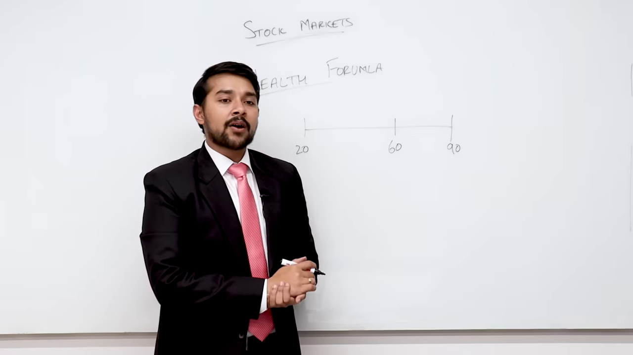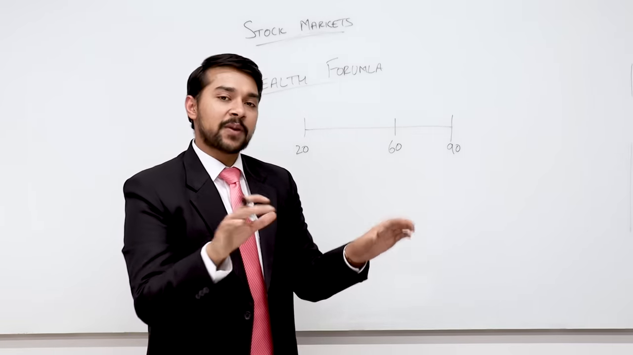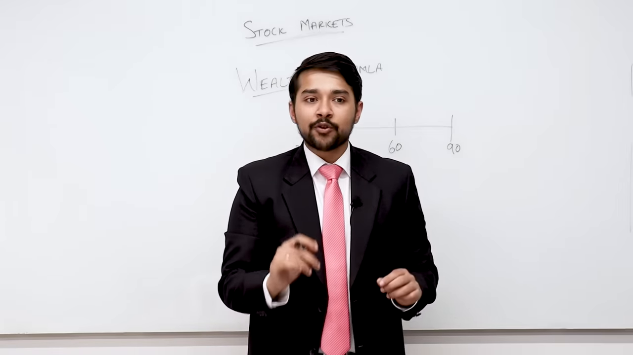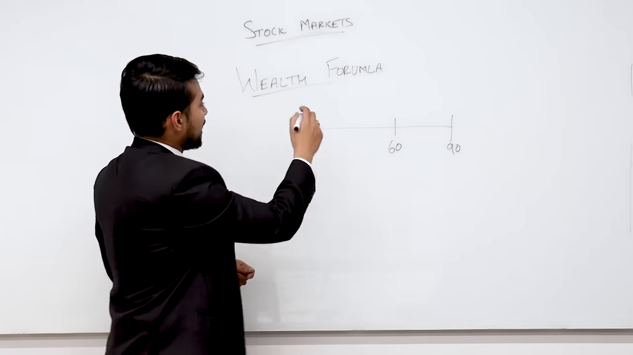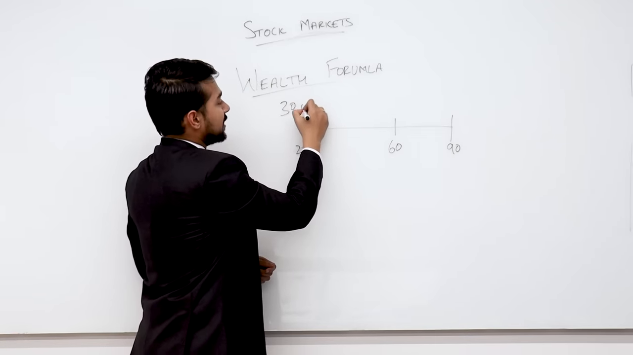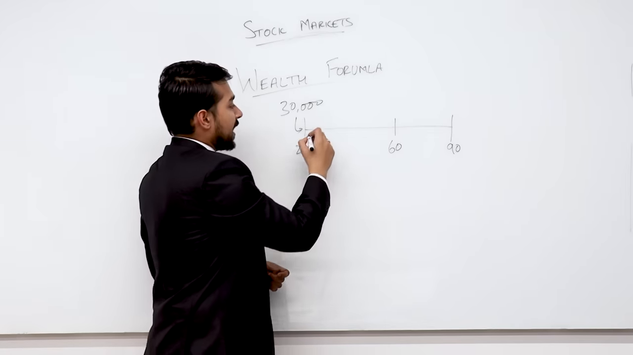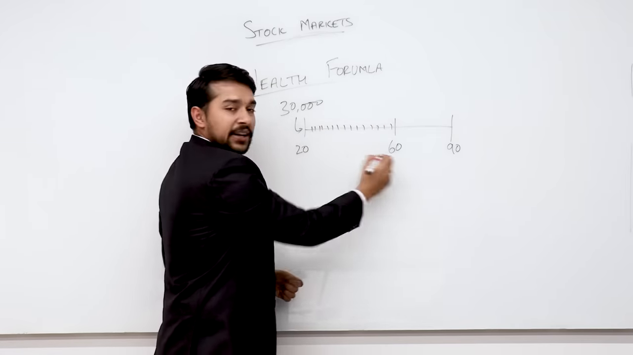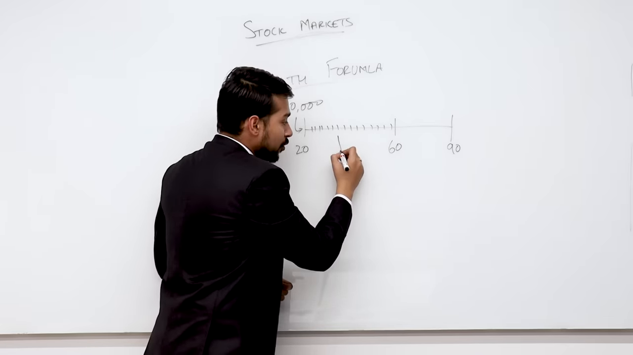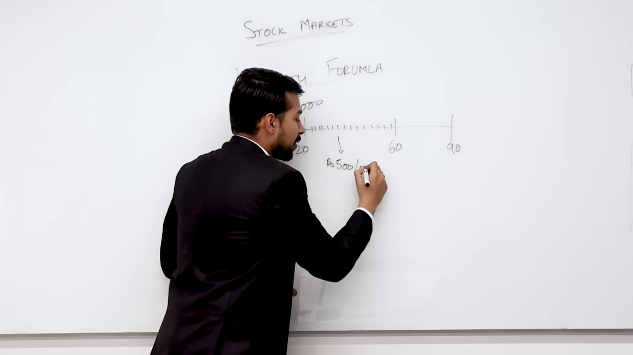Right? Now, in my TEDx JIIT talk, maine usme aisa hi example liya tha, where I told people that if you invest 30,000 right now at the age of 20, right? And every month, every month from the age of 20 to 60, every month you invest rupees 500 a month.